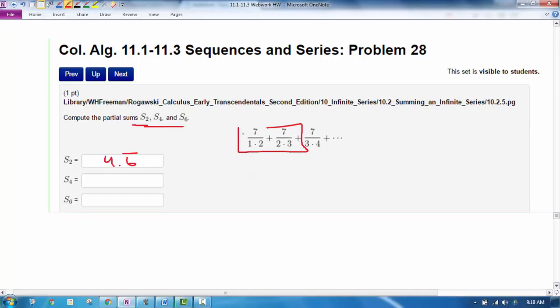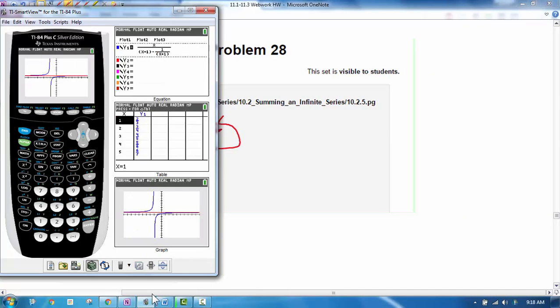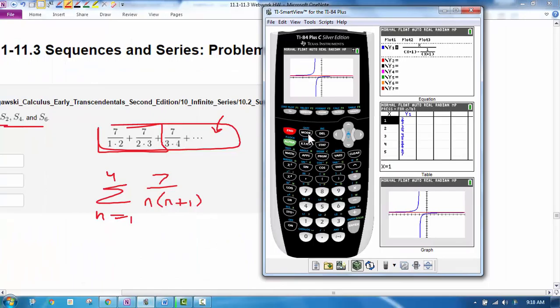The next one I want you to add up the first 4 terms, so I don't even have the 4th term. So for that, I'm going to write a rule for this, which is n times n plus 1 here. And I'm going to add up then sum of n equals 1 to the 4th term. Just plug this into the calculator. To do that, once again, we go to alpha window and hit 2 and then type this in. I'm going to use x instead of n, and that gives you the answer, 28 over 5.